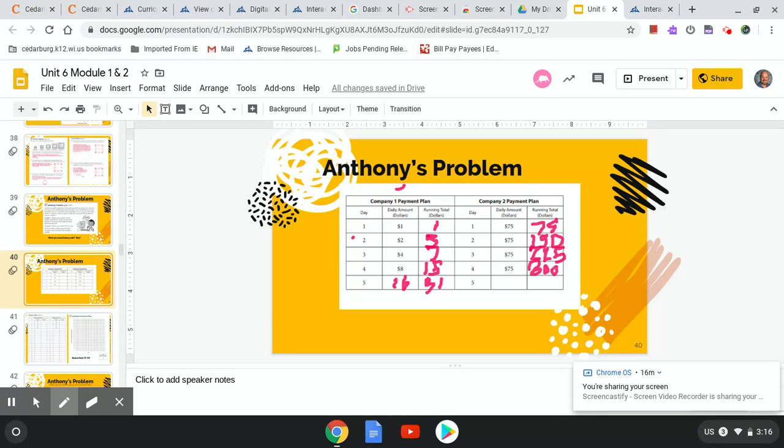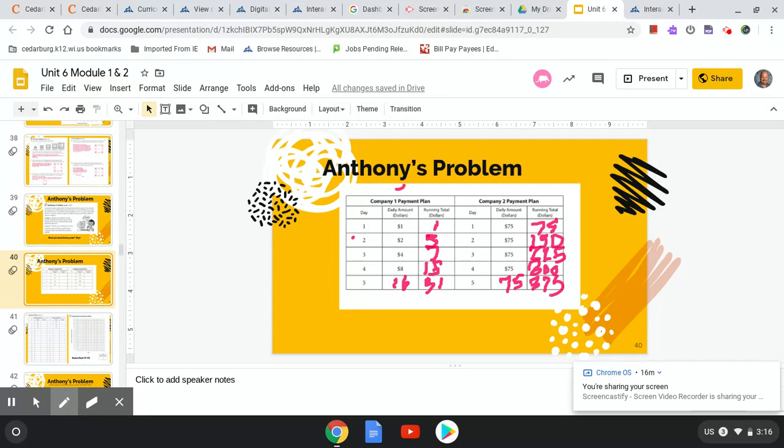So how much money do I add on day 5? Right. Another $75. And then I'll add that to my running total. I have $375 compared to the $31 over here after day 5. So it's looking pretty good for one job.